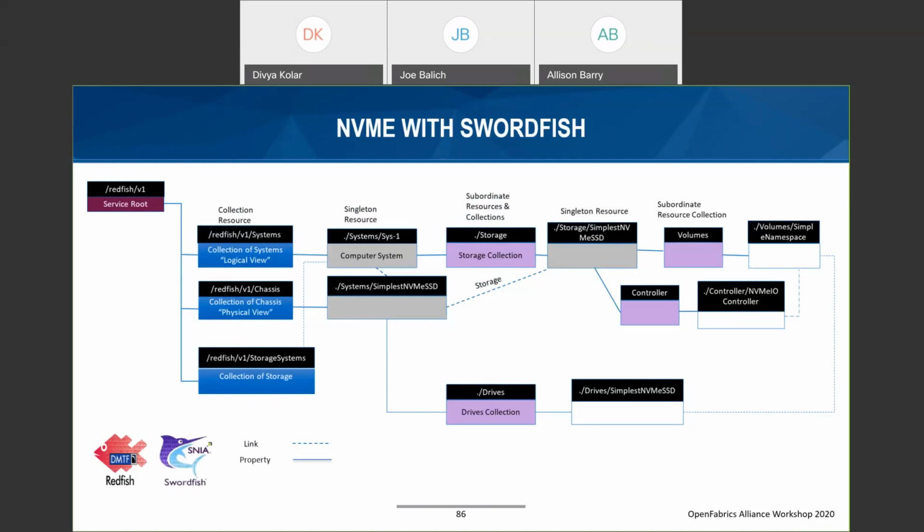And we also see that there is a link from the NVMe I/O controller going into the simple namespace, which tells that this controller is the interface for accessing this particular namespace. Next slide, please.